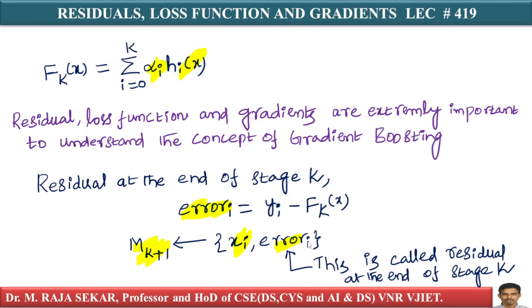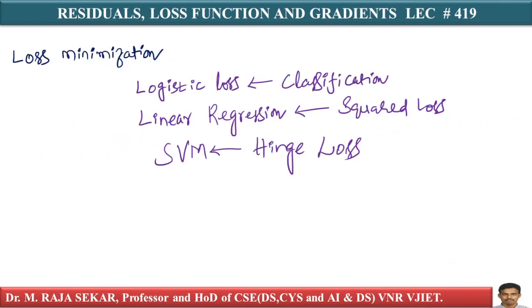Now, at the end of the day, whenever you solve a machine learning problem, all that we try to do is some form of loss minimization. For example, in logistic regression, we minimize logistic loss for a classification algorithm. In the case of linear regression, we minimized squared loss. Similarly, in the case of support vector machines, we minimized hinge loss. Let's revisit the concept of loss minimization.